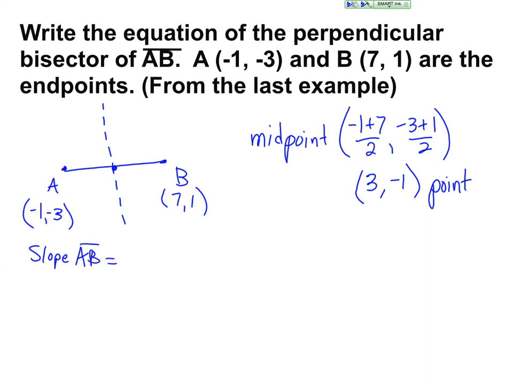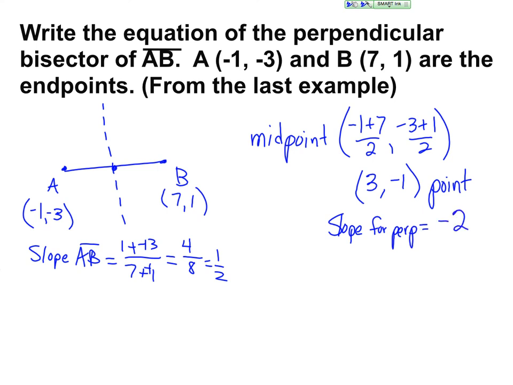Slope. Subtract the y's and subtract the x's. So 1 minus -3, 7 minus -1. 4 over 8, 1/2. That's the slope of AB. What's the slope I want to use to make it a perpendicular bisector? Say it louder. -2. -2 over 1 or just -2?